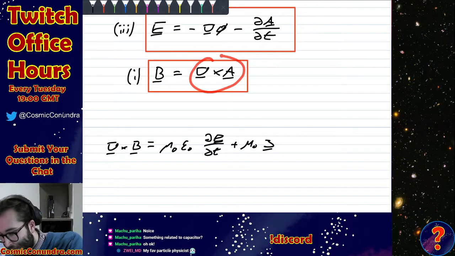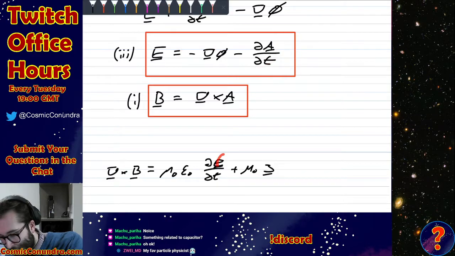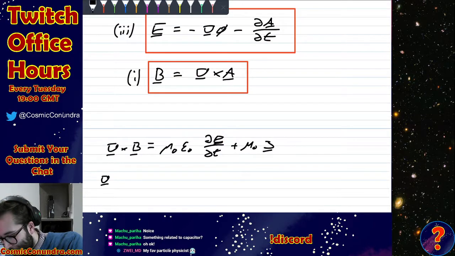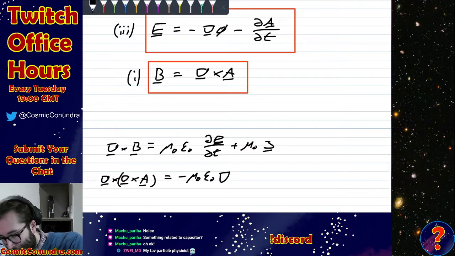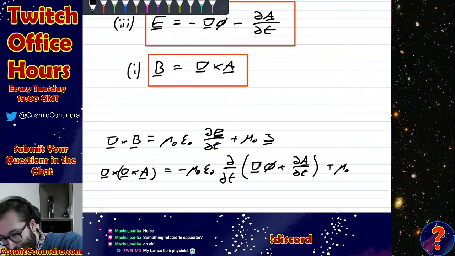So if we put curl of A back in here where B is, and we put this whole funny expression for E in here, you end up with the double curl of A, which there's a convenient identity for we'll look at in a minute, is equal to minus mu naught epsilon naught, and then we've got a derivative with respect to time of grad of phi plus dA by dt, where I've taken this minus from here outside of both of them, okay? And that's still plus mu naught j.